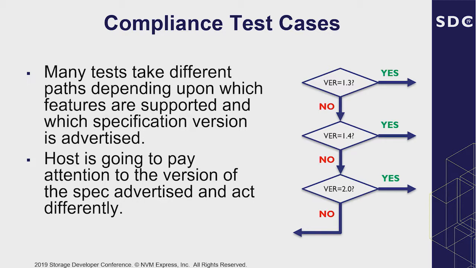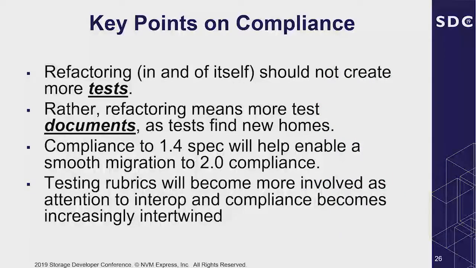As we've gone through creating these compliance tests over the last several years, one of the things we've been paying a lot of attention to is whether a product is advertising support for the 1.2 spec, the 1.3 spec, or now the 1.4 spec. A host is going to treat that differently. A host is going to look at that version field and then behave accordingly and expect certain types of features and behaviors based on that. We've put that into the compliance step specifications and into the test tools as well. So our tests are going to behave differently depending on what version of the specification the product is advertising support for. That's one of the things we're doing to preserve compliance and interoperability.